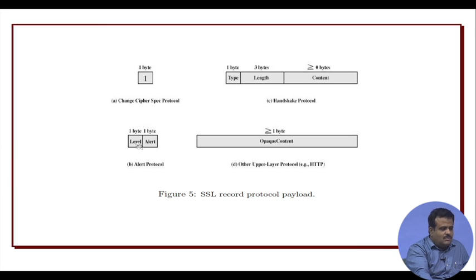Then we have the alert protocol. In the alert protocol we have the level, which uses one byte and is either warning or fatal, and then we have the alert, which uses 1 byte. If it is fatal, then SSL terminates the connection. And then we have the HTTP protocol, which is the other higher level protocol, which basically uses more than 1 byte.